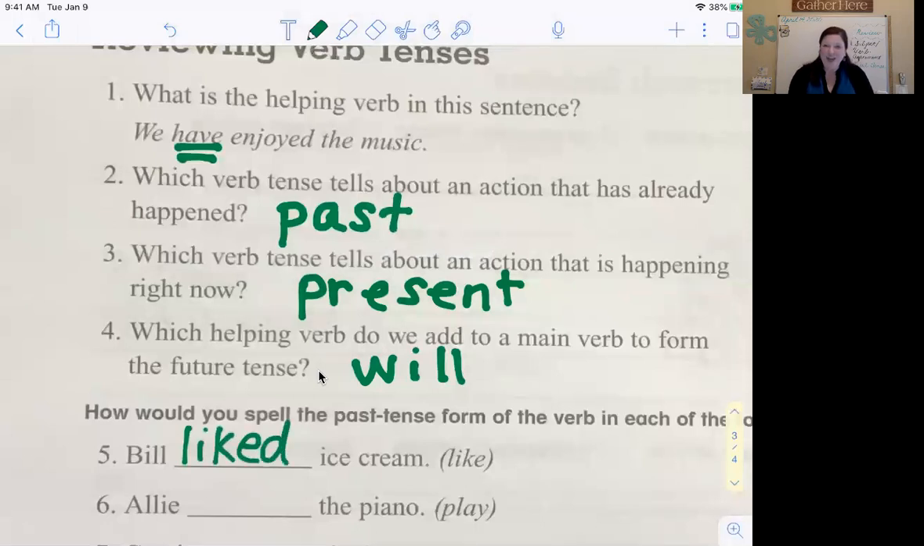L-I-K-E-D. Number 3, Allie blank the piano. What letter does this verb end with? It ends with a Y. The rule states we must back up one letter. Do we see a consonant or a vowel in front of the Y? A vowel. So we just add an ED.